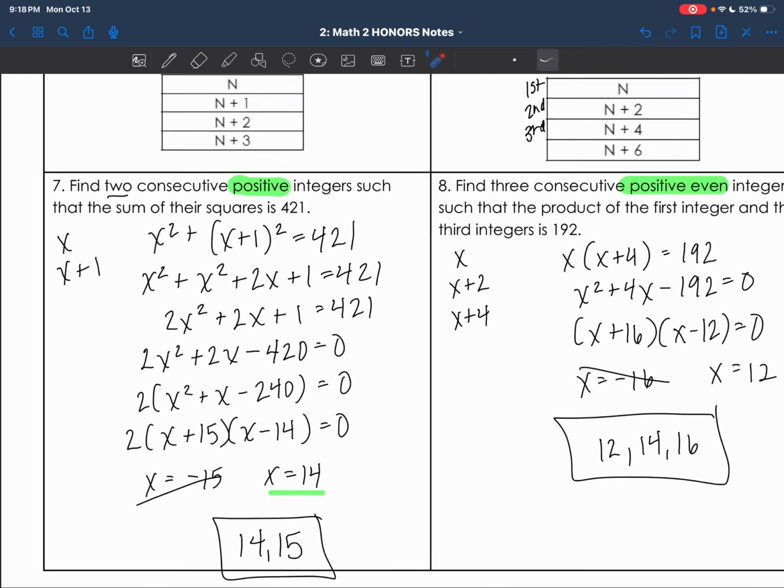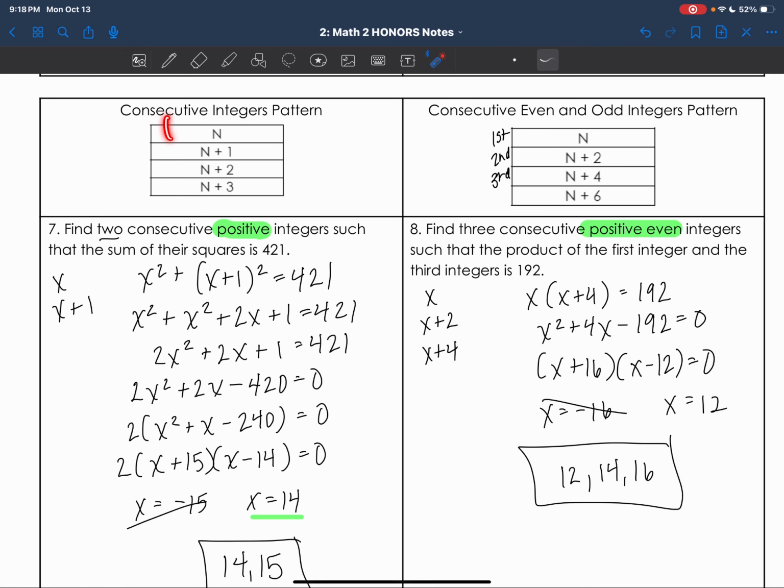Alright, consecutive integer patterns. When you're doing this, remember your first number is n, or x, and you're just adding 1 to each number after. So first is x, second is x plus 1. So I want two consecutive positive integers whose sum of the squares is 421. So this squared plus this squared equals 421. And just remember, this is x plus 1 times x plus 1, and distribute, and you're going to get x squared plus 2x plus 1, combine like terms, bring the rest down.